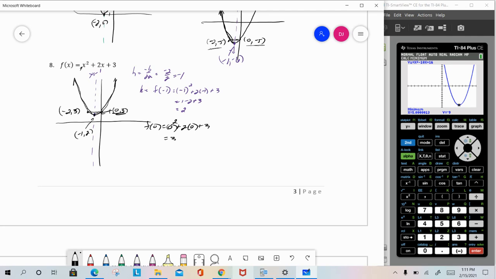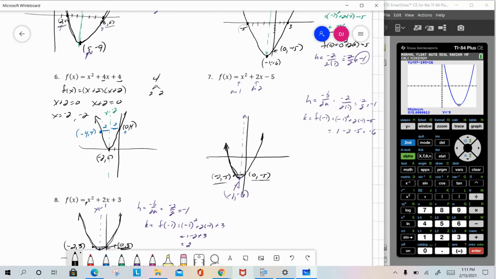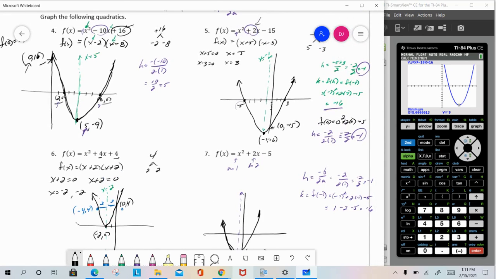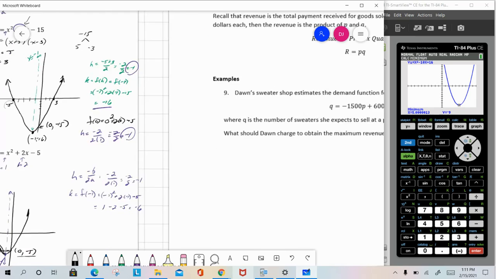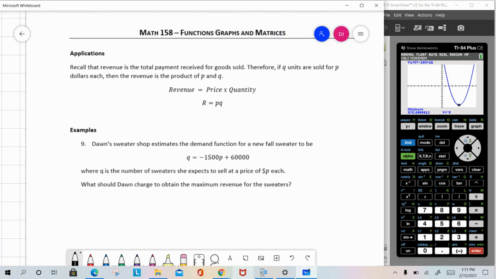And you'll notice number 8 is an example where the parabola has no x-intercepts. Numbers 4, 5, and 7 are all examples where the parabola has 2 x-intercepts, and number 6 is an example where the parabola has 1 intercept. Okay. So what else are we going to talk about?